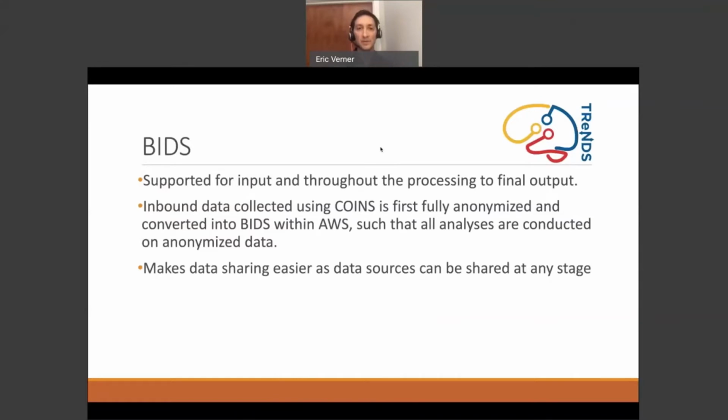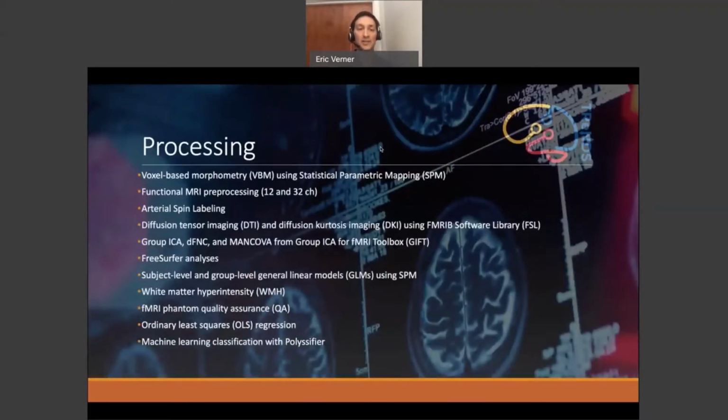We also support BIDS, which is the dominant dataset specification for neuroimaging data. And here's an overview of all the processing we do. We can do VBM, we can do functional MRI using 2 different libraries. We can do arterial spin labeling, diffusion tensor imaging, and diffusion kurtosis imaging using FSL, which is good for finding connectivity between different regions of the brain.